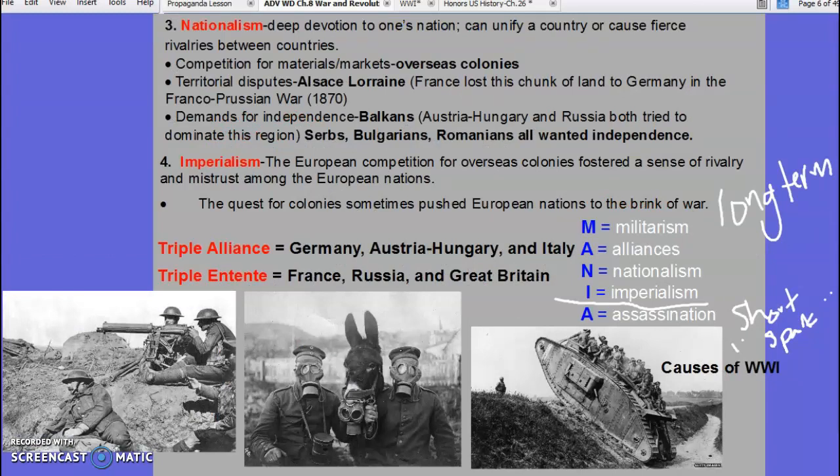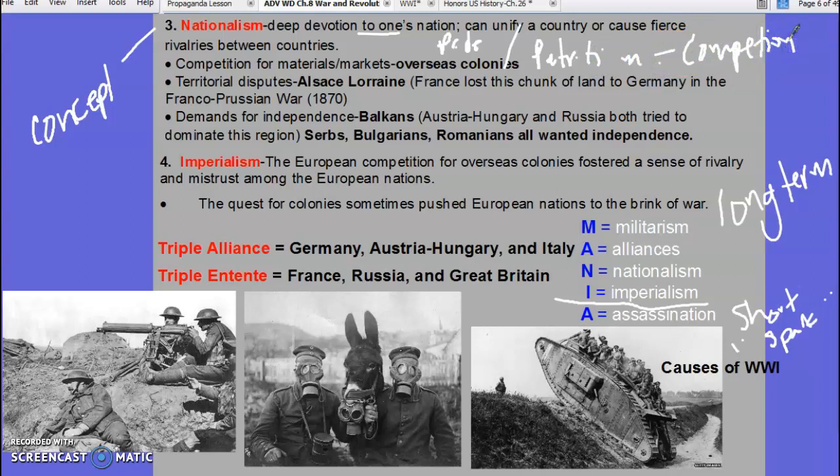Let's get to the last two long-term causes. They are nationalism. Nationalism, we've talked about it once or twice before, but it's going to be a very strong concept. It's going to be a deep devotion or a pride for one's country. It's going to involve patriotism, but it's also going to involve a lot of competition to make your nation best. It's basically what we saw during imperialism, create the largest empire that you can.